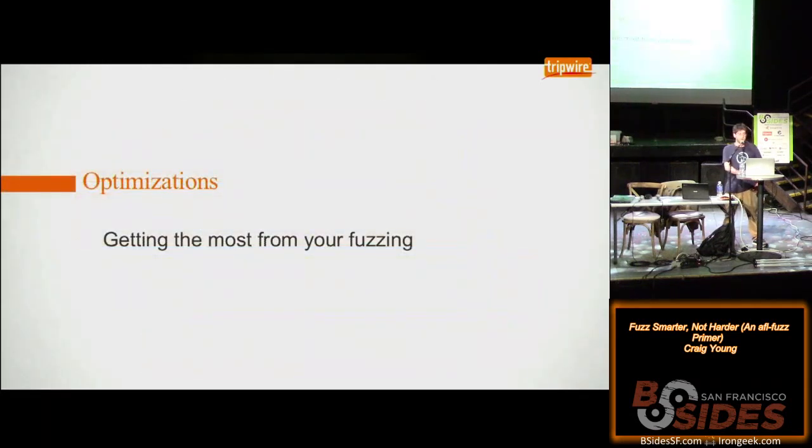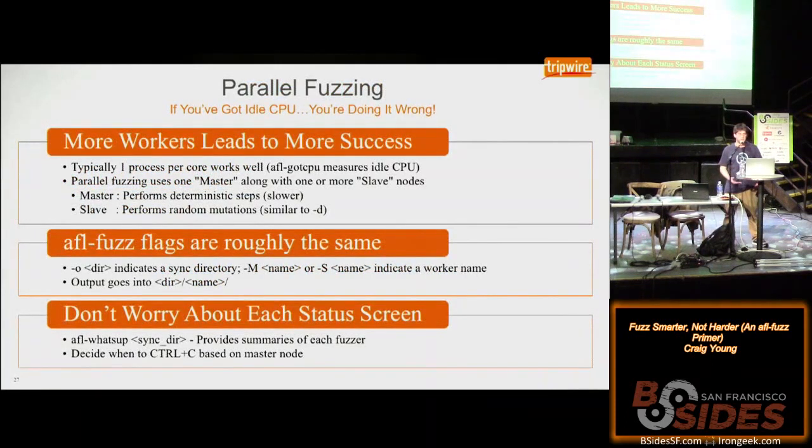So how do you get the most from the fuzzer? There are a number of features that AFL offers for you. The first one that you're probably going to want to use is parallel fuzzing. If you have idle CPU on your box, you probably aren't getting the most out of your fuzzing operations. The way to resolve this is by taking advantage of the master-slave model that AFL offers. In this model, you have one master node, typically, which is going to perform very deterministic fuzzing steps, and then you have one or more slave nodes, which are going to just perform random tweaks. The master is going to be a bit slower generally, and these slaves are going to get through their cycles quite quickly, relatively speaking.